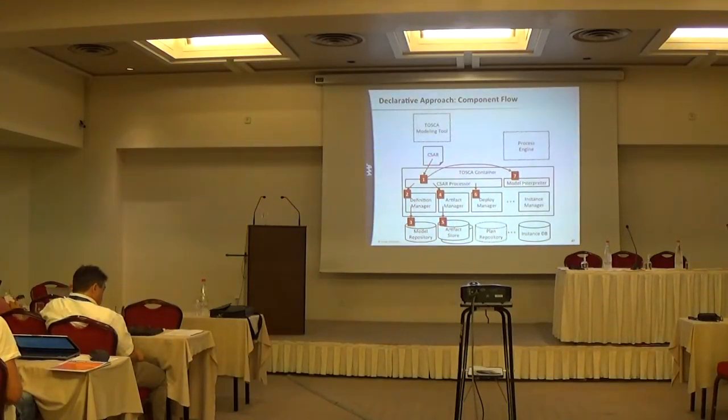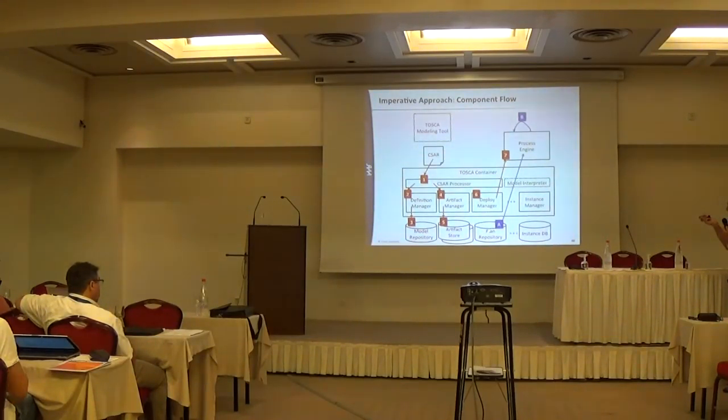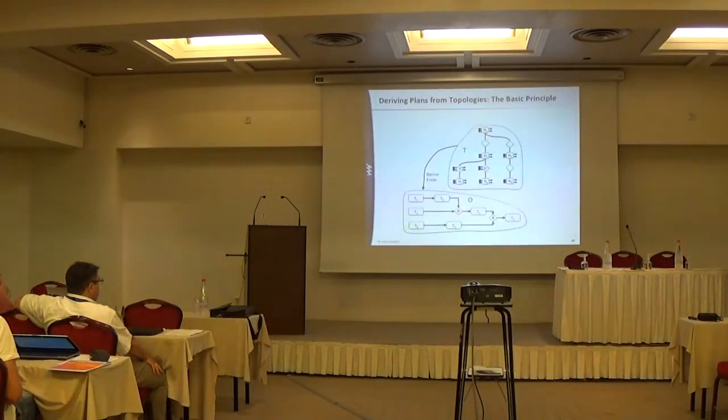And then it goes to the model interpreter because it's a declarative approach, right? The model interpreter now reads the topology from bottom to the top in order to install the topology. If you have an imperative approach, there is no model interpreter, but the model does contain plans, and the plans are stored here in the plan repository. Once everything is stored, the Tosca container invokes the process engine, and the process engine fetches the build plan, executes the build plan, and then off we go, everything is installed.